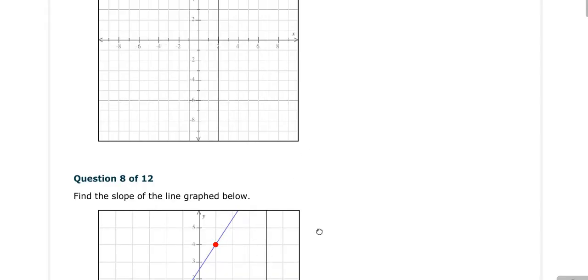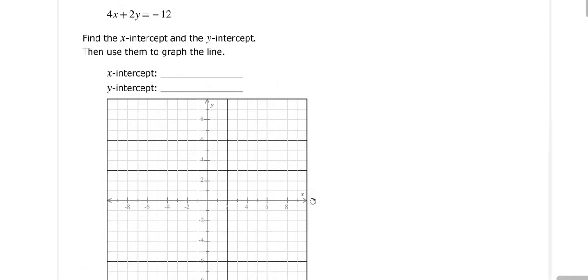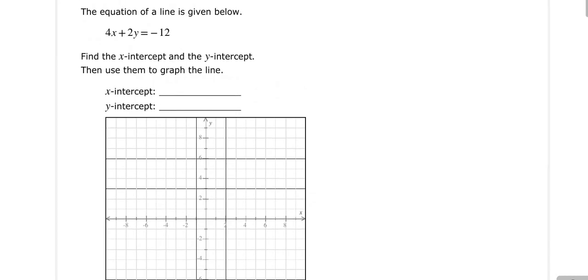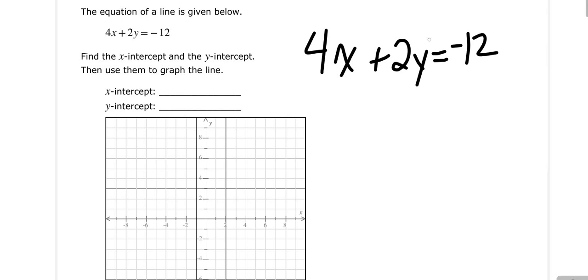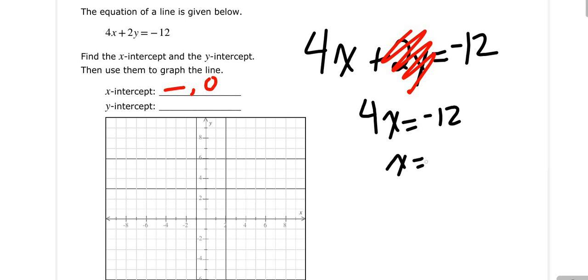The equation of the line is given below. First find the x and the y intercept, and then graph the line. So when you're doing intercepts, for the x-intercept, what would x be if y is 0? So you ignore the y. And x would equal -3.